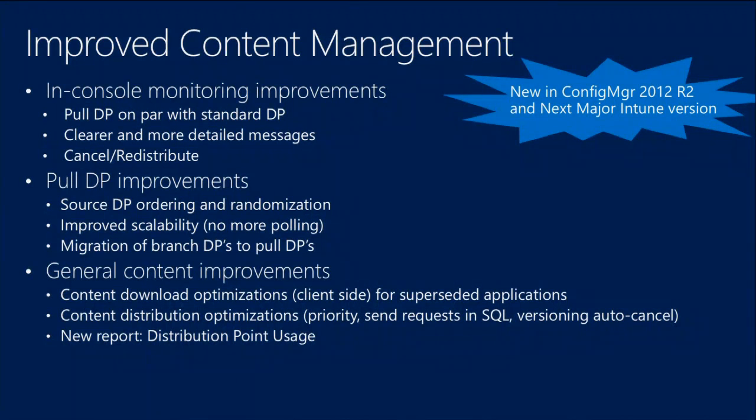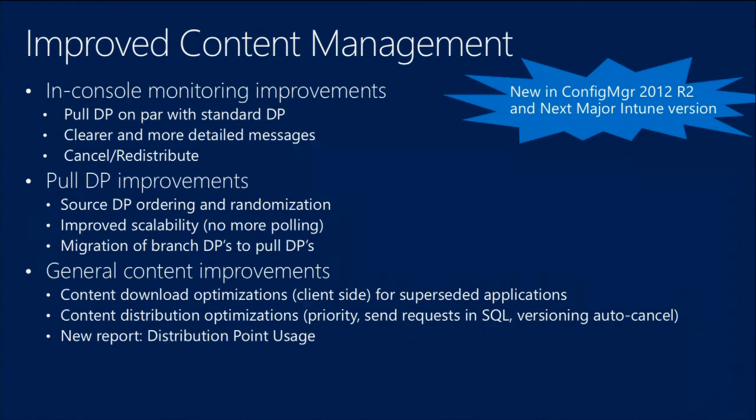You can migrate branch DPs directly over to pull DPs because they're kind of the same thing. In the current product, you can migrate branch DPs over to ConfigMan 2012, but they become standard DPs. You then have to go convert them into a branch DP, or excuse me, a pull DP. Now you can take a branch DP and directly tell it to become a pull DP in 2012 R2.